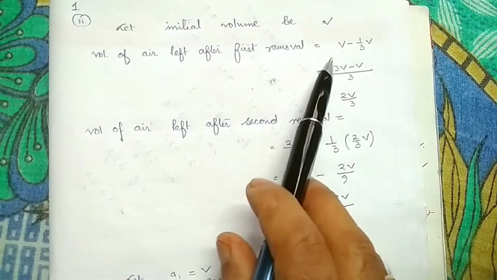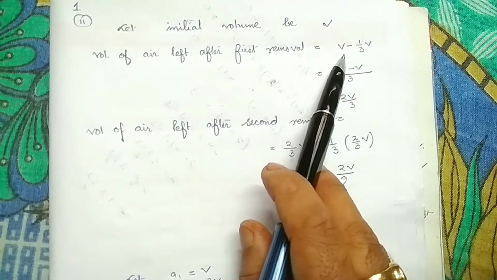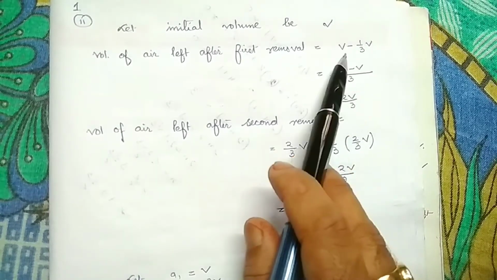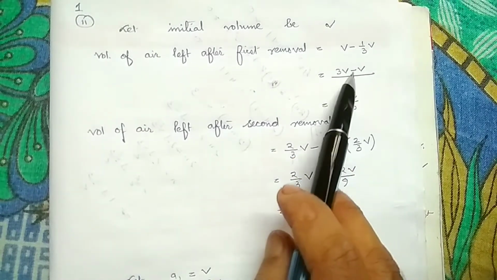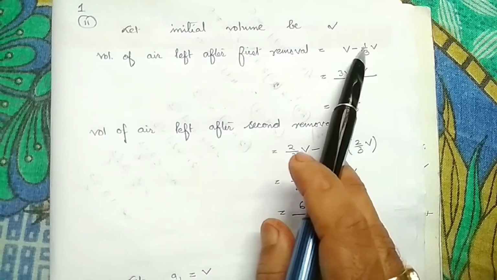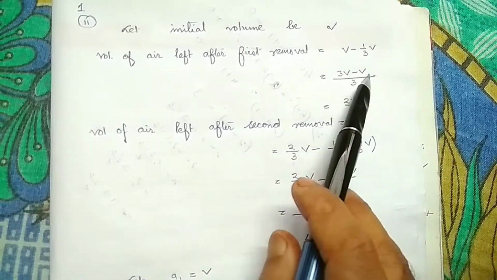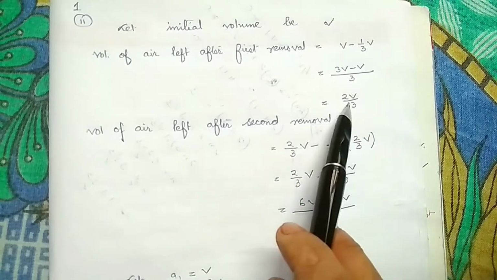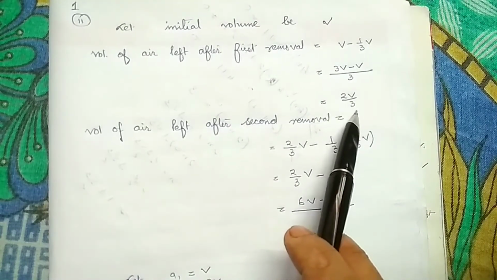How much is left? Here V means V divided by 1. 1 and 3, you take LCM, it will be 3. So 3V minus 1 into V divided by 3, that is 3V minus V, that will be 2V divided by 3.